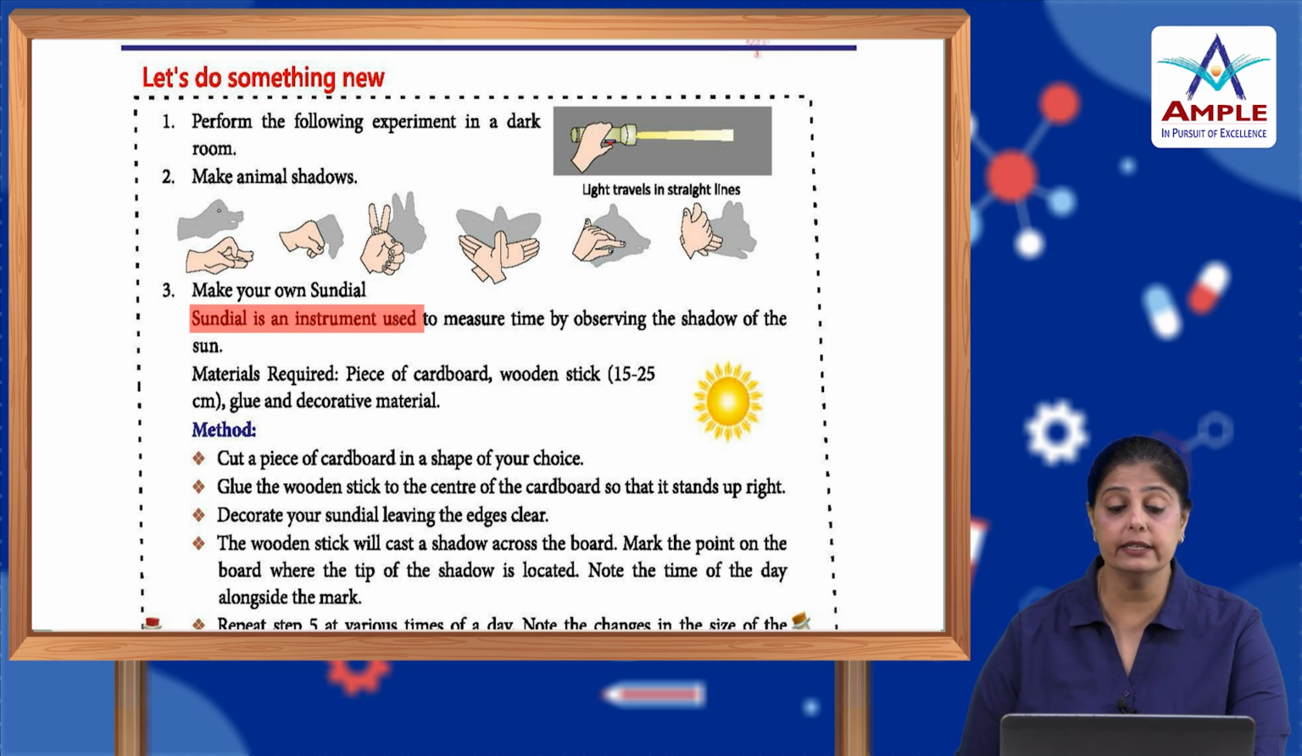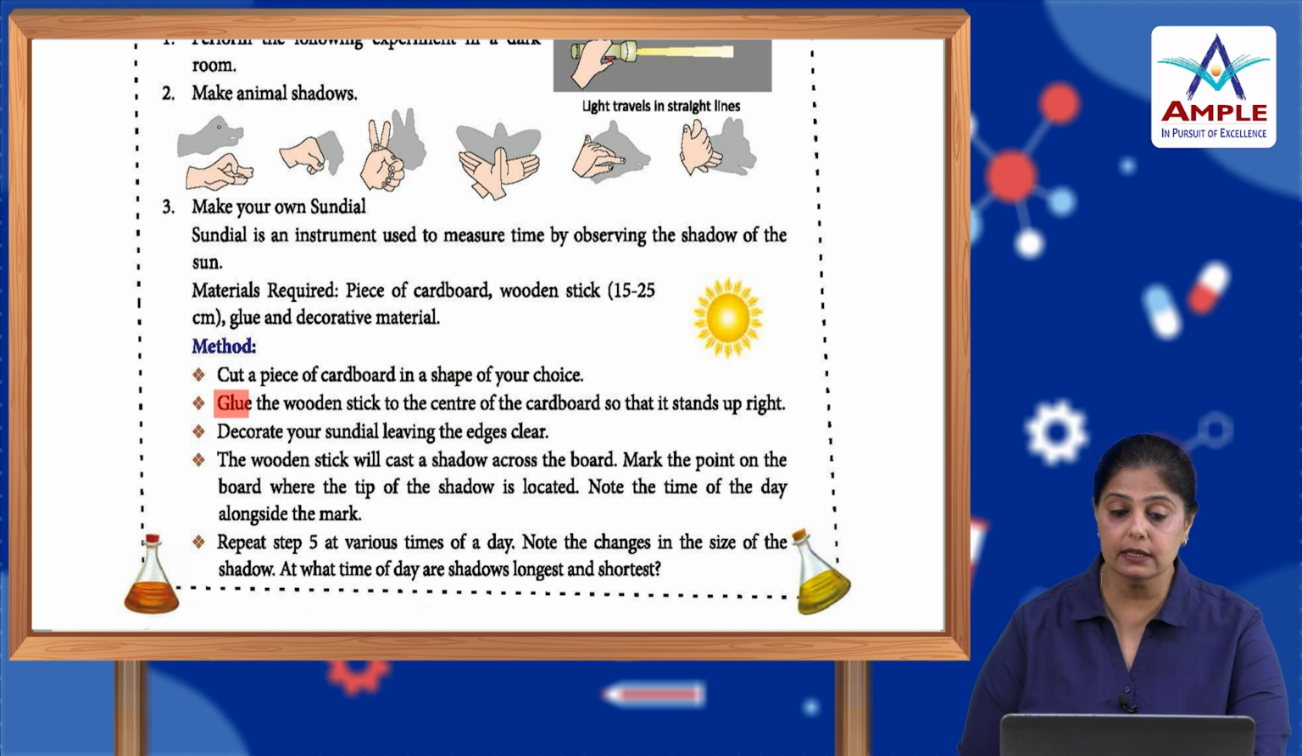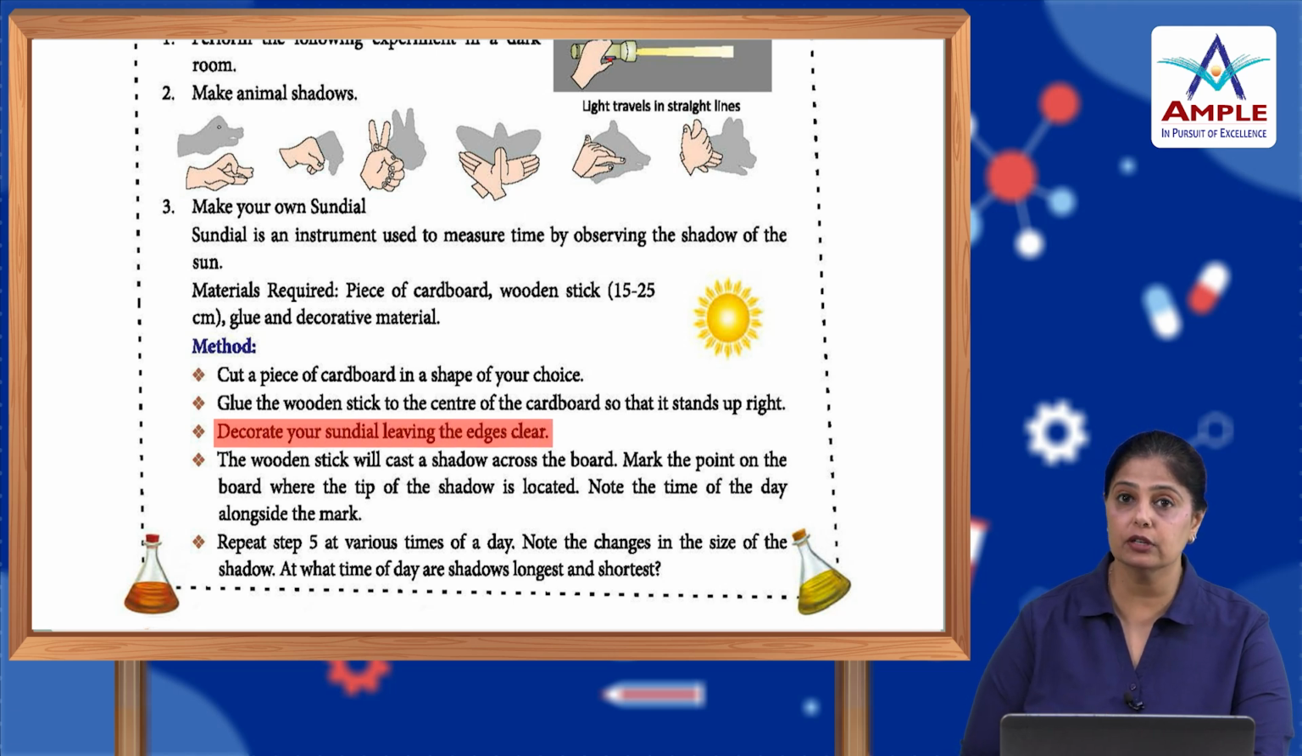Sundial, what is a sundial? It is an instrument which is used to measure time by observing the shadow of the sun. For that you require cardboard, a wooden stick around 15 to 20 centimeter long, glue and decorative material. You need to cut a piece of cardboard in a shape of your choice, then glue the wooden stick to the center of the cardboard so that it stands upright. Decorate your sundial leaving the edge clear.